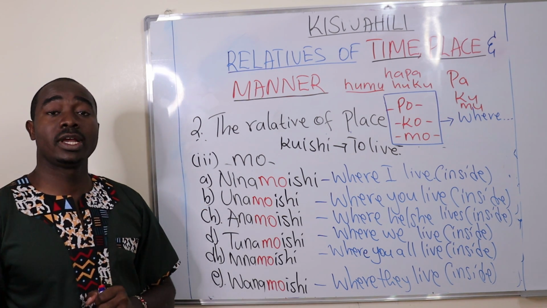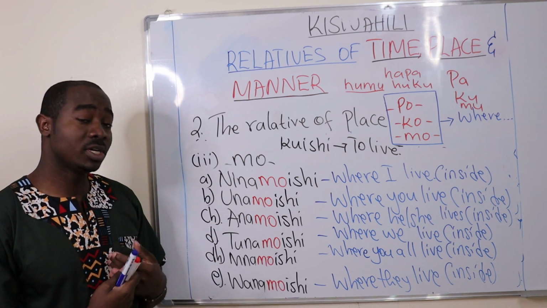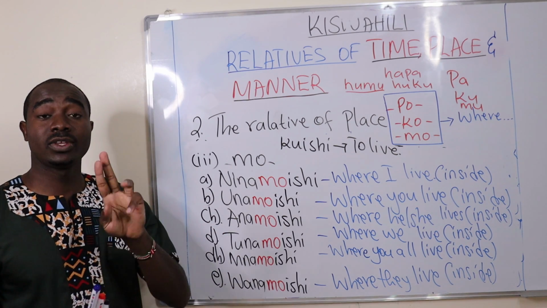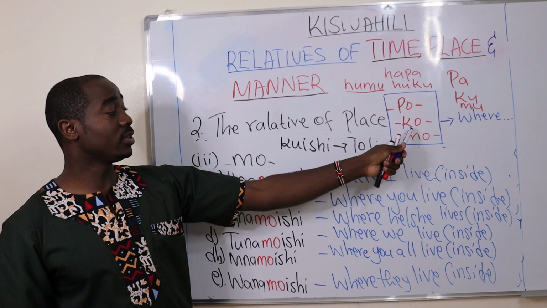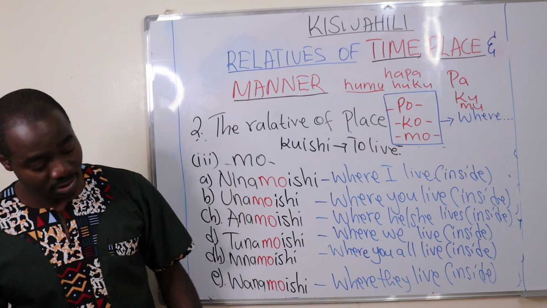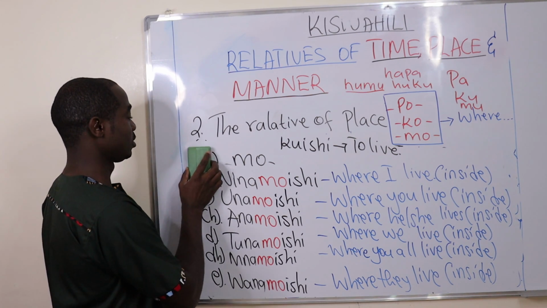I'll give you 3 examples in sentences. This is just ninamoishi, which is like an incomplete sentence. I'll give you 3 examples of complete sentences, using one with this one, another with this one, and another with this one. Let's see. I need to erase this one.